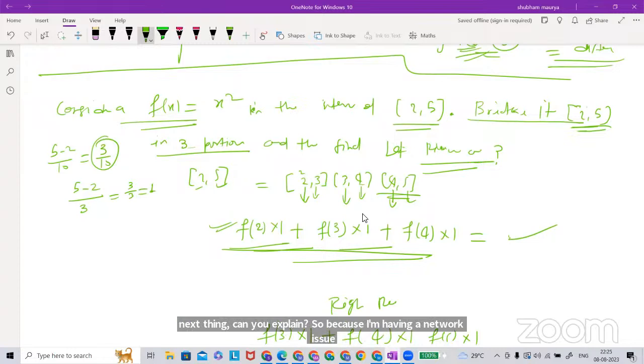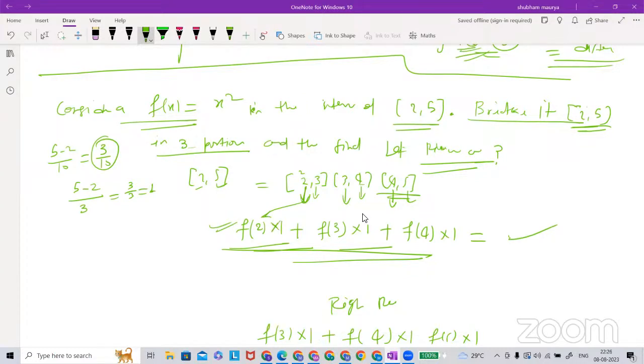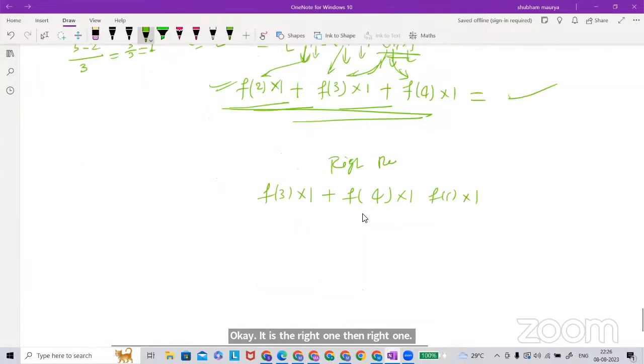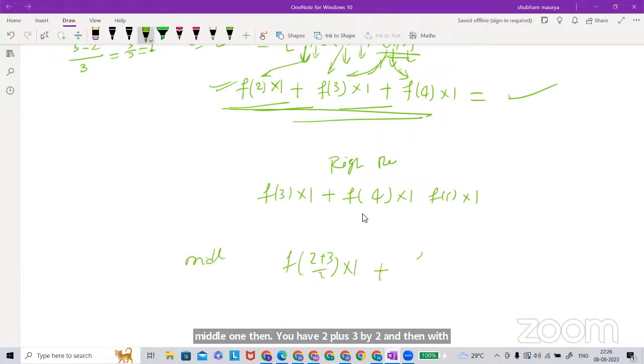So after getting that, what is left is the Riemann sum. For the left Riemann sum, take the left side value, give it to the function and multiply with the width, here 1. For each interval you have to do it like this. If it is the right one, then use the right endpoints. If it is the middle one, then f of (2 plus 3) by 2 times the width, plus f of (3 plus 4) by 2 times the width, plus f of (4 plus 5) by 2 times the width. This is going to be the middle sum.